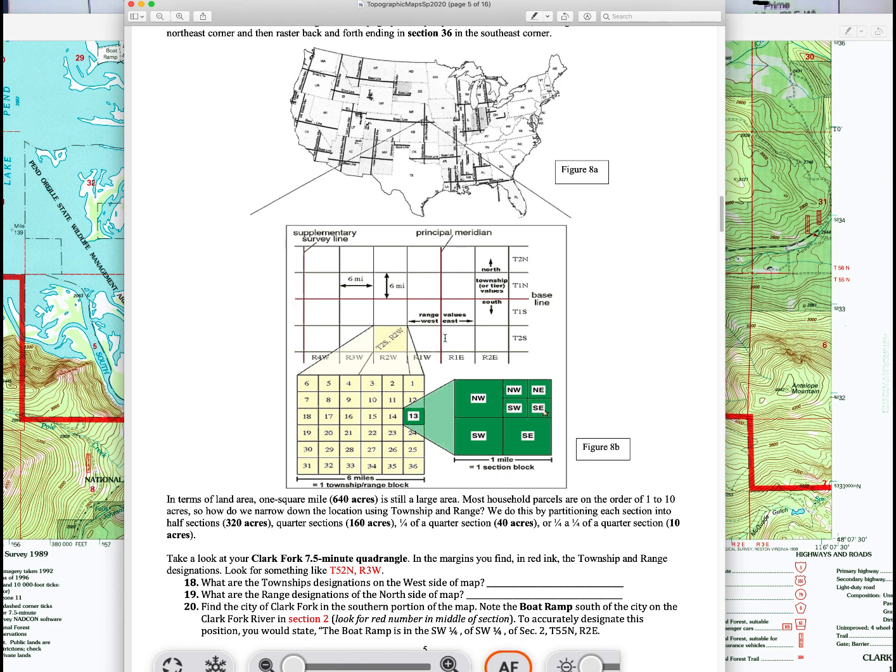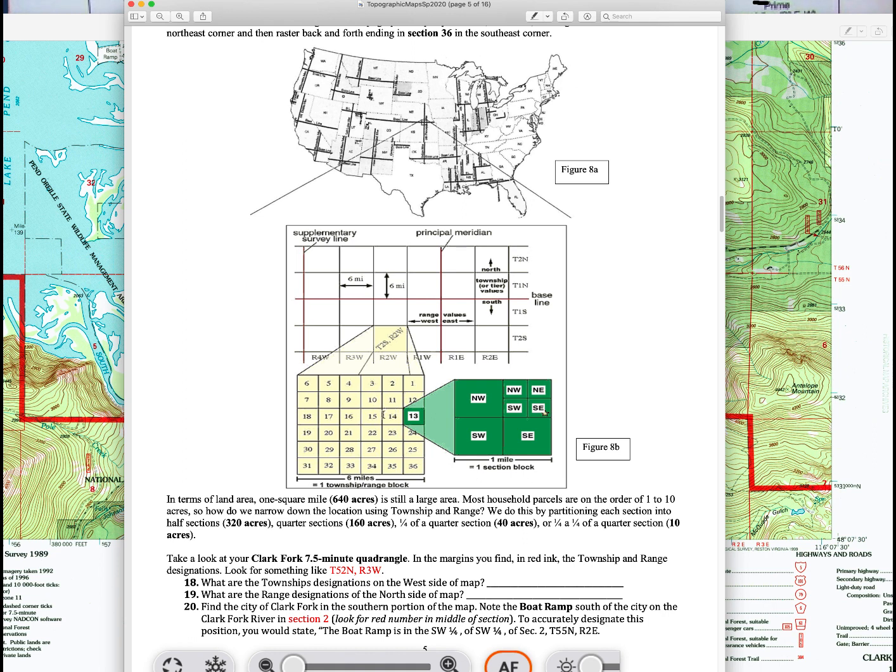And then the townships are going to go north and south of a baseline. So Township 1 north, Township 2 north, Township 3 north, and so on. And then it's Township 1 south, Township 2 south, and so on. So it's a grid. And then remember that each township and range, in this case Township 2 south, range 2 west, is broken into 36 boxes of equal size, or 36 square miles. So 6 miles on a side, 6 miles on a side. So 6 times 6 is 36.